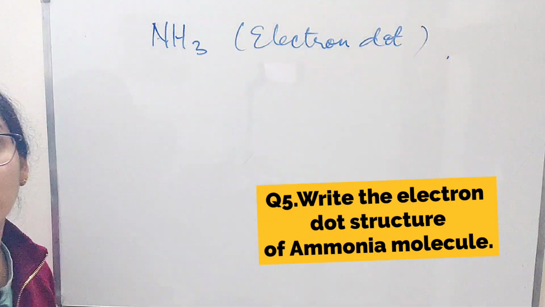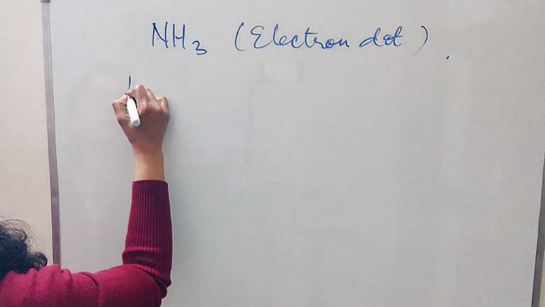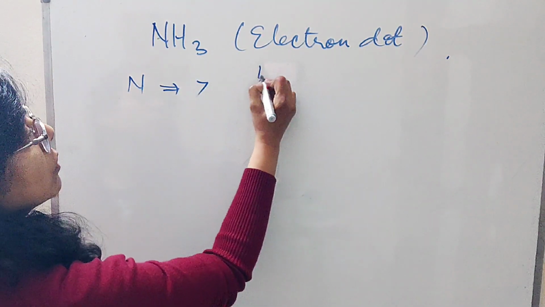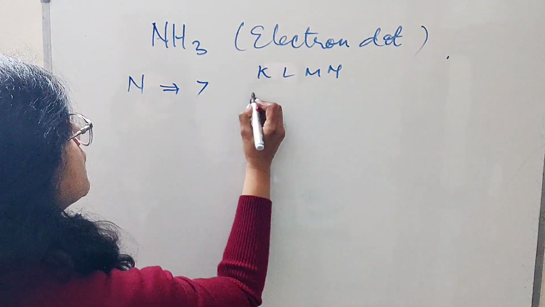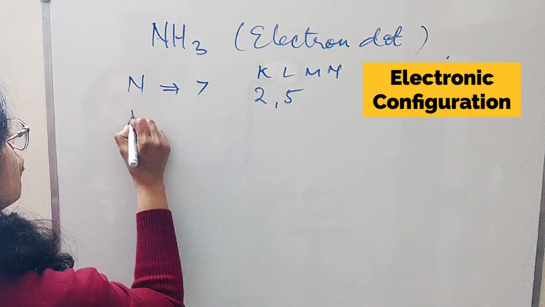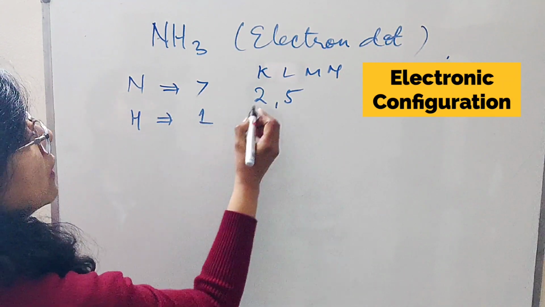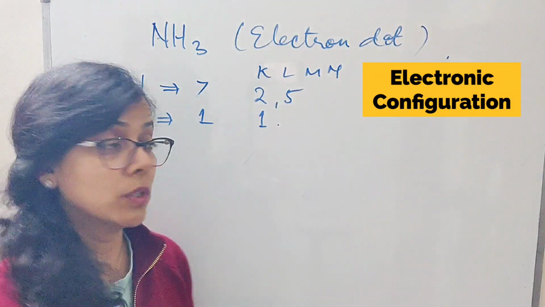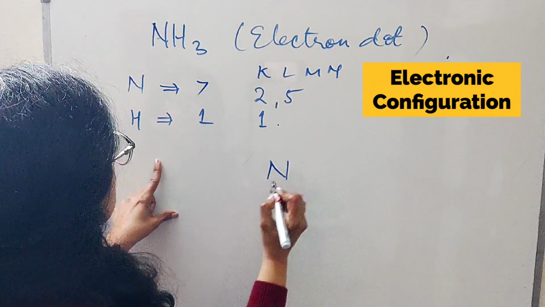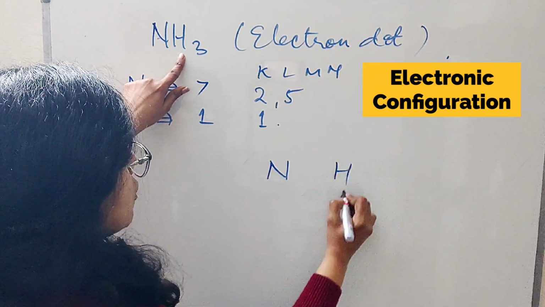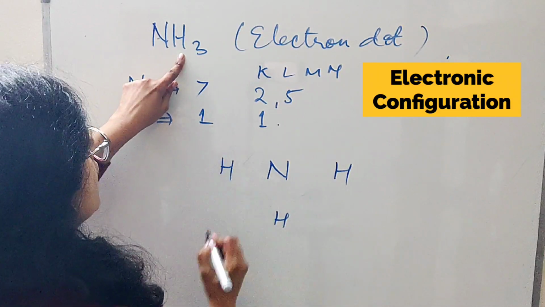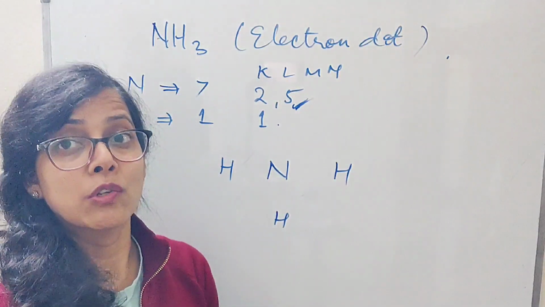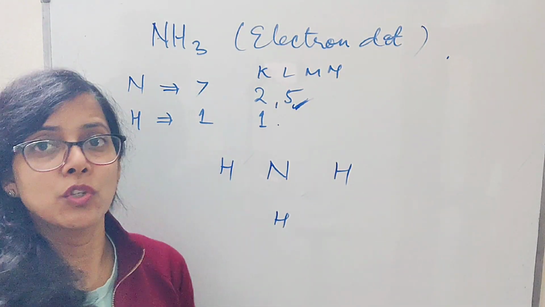So how will you make it? What is the atomic number of nitrogen? It is 7, so the K, L shell distribution is 2, 5. And for hydrogen, the atomic number is 1, so it will be in the K shell. Now when we have to make the electron dot structure, write N, and because we have 3 H, write H, H, H. We have 5 electrons in the last shell. We always use the electrons present in the last shell, so take out these 5.